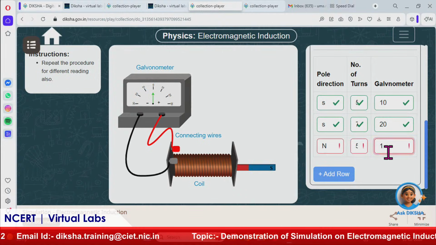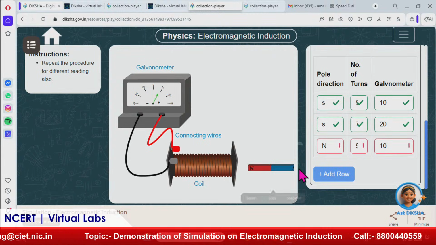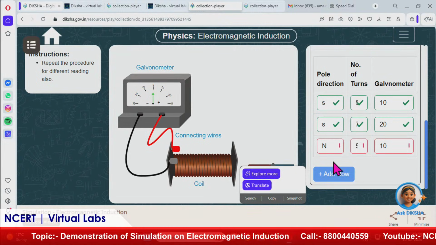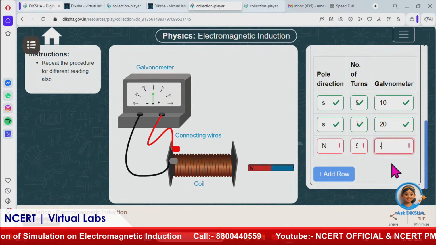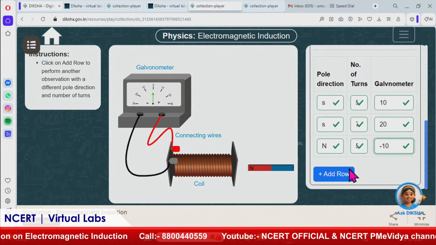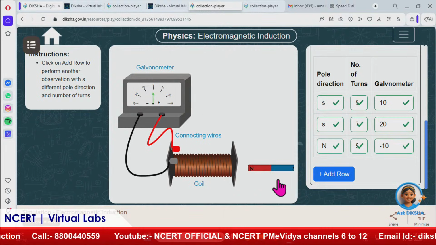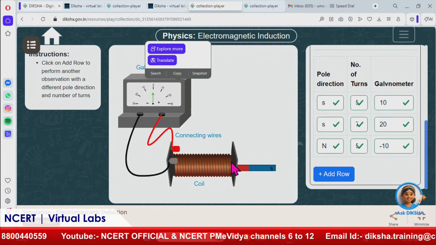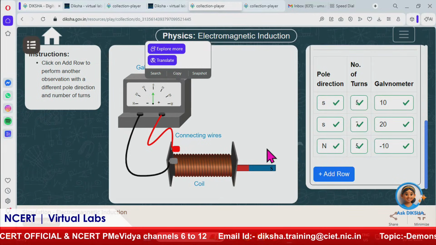So again, one more inference. These are the different scenarios. Let me check. 10 only. But here I will write minus 10 because the direction is opposite. Because the direction of the bar magnet is changed, and hence the direction of current is changed. True. So that's why minus 10. It is moving towards the opposite direction.